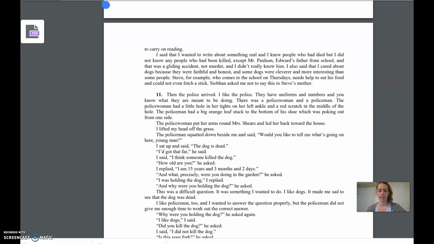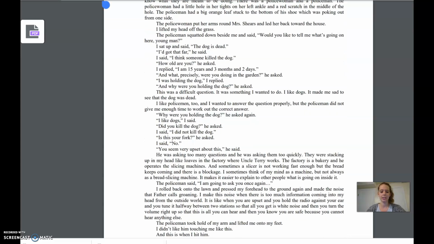The policeman squatted down beside me and said, "Would you like to tell me what's going on here, young man?" I sat up and said, "The dog is dead." "I'd got that far," he said. I said, "I think someone killed the dog." "How old are you?" he asked. I replied, "I am 15 years and 3 months and 2 days." "And what precisely were you doing in the garden?" he asked. "I was holding the dog," I replied. "And why were you holding the dog?" he asked. This was a difficult question.